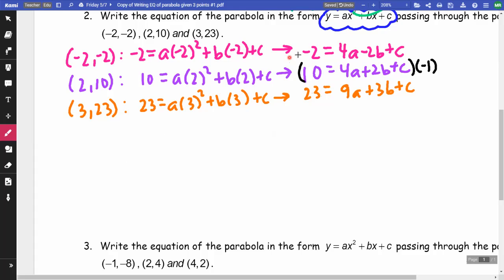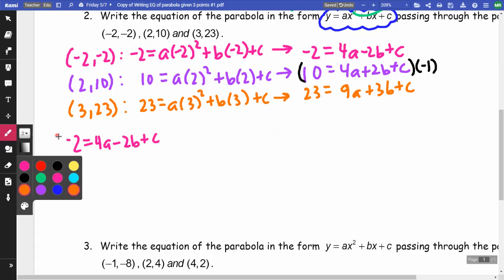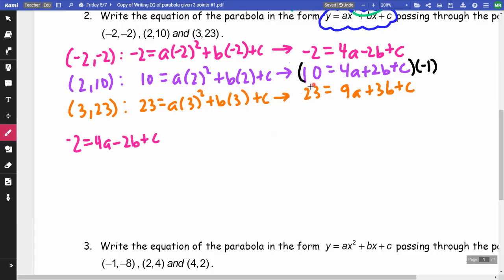I'm going to start with my pink equation. I'm just going to rewrite it here. So -2 is equal to 4a minus 2b plus c. And then I'm going to take this purple equation here, that I'm going to multiply by a -1, everything here by a -1.